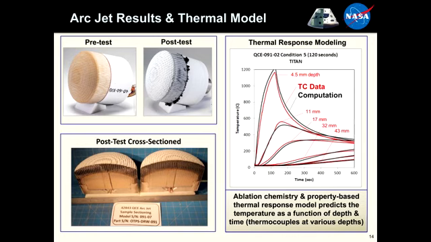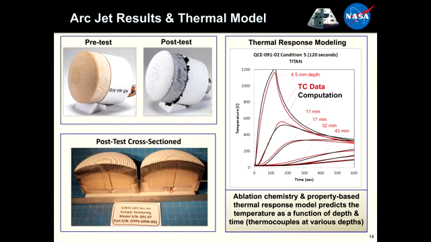You can cross-section these post-test articles, cut them in half, and you can see the char layer that's developed towards the top. You can also see in this picture, I hope, there's a 1/2 inch diameter instrumentation plug in these. And in that plug, we have thermocouples embedded at various depths, so we can characterize the temperature as a function of time and depth in the material as we do an ArcJet test.